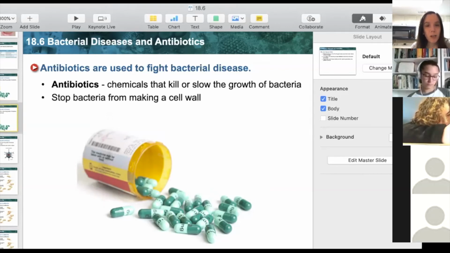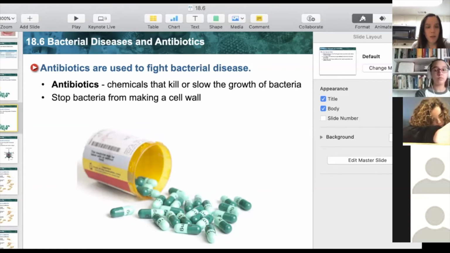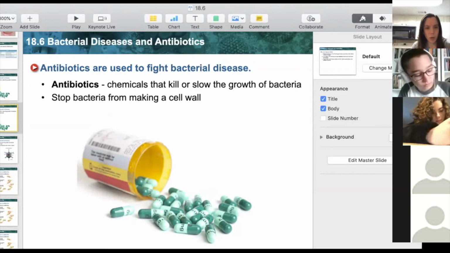They work by making the bacteria not have a cell wall. And the cell wall is a protection for the cell, and it keeps water and nutrients inside the cell. So without a cell wall, the bacteria can't function. They can't keep the nutrients they need inside. They can't keep the water they need inside, and they're going to dissolve pretty quickly.